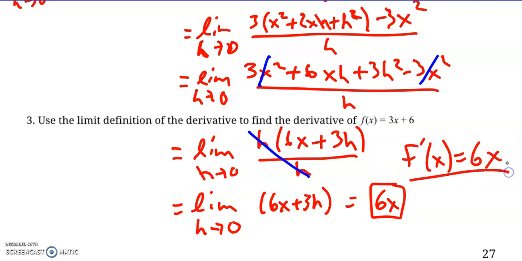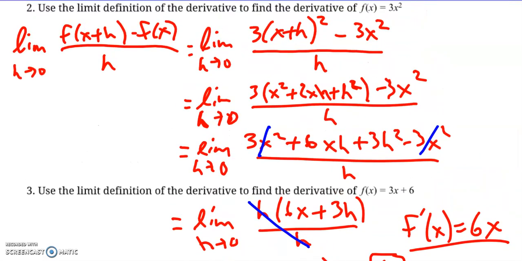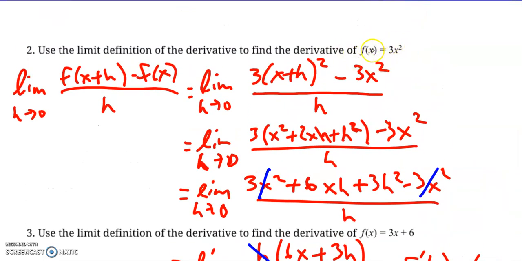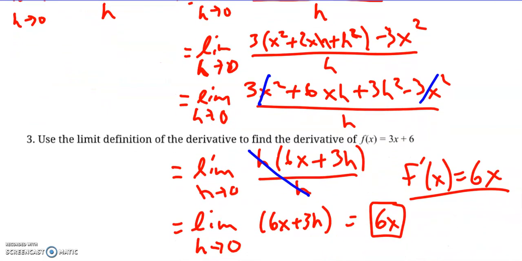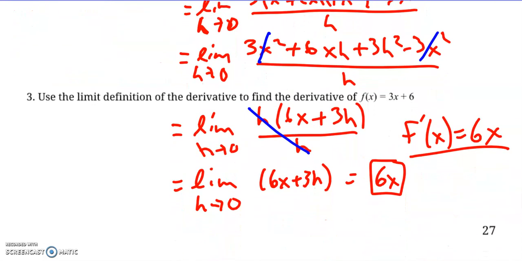So what does this tell us? I can find the slope anywhere along the original graph of 3x squared. So if I know the x value, I can plug that in. I'll find my y coordinate, which gives me the slope at that point. So I can find the slope at 2. I can find the slope at x equals 20. I can find the slope anywhere along that graph using your derivative.